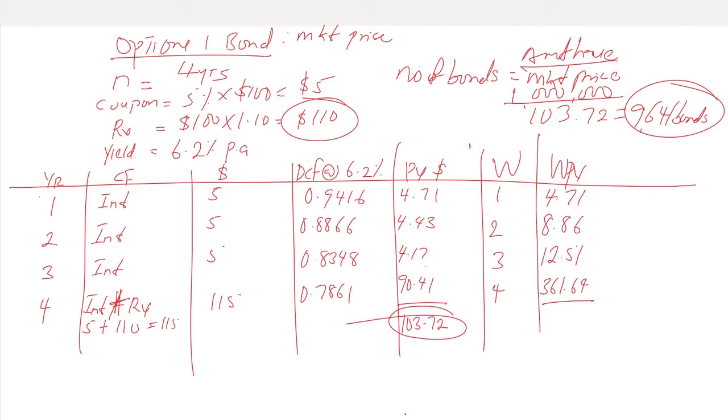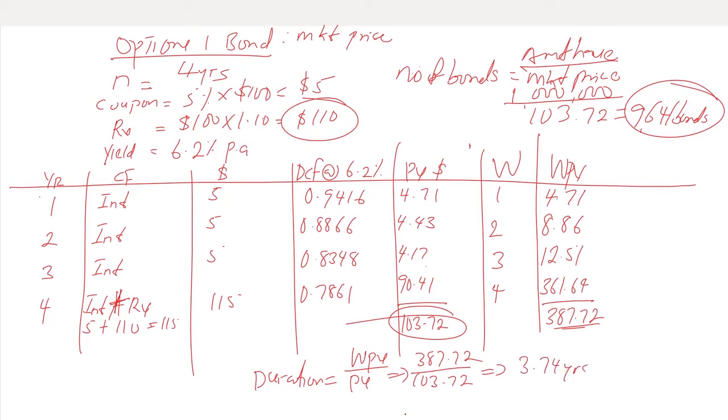So in total, we have 387.72. So to get my duration will be the weighted PV over the PV of my inflows. So that will be 387.72 all over 103.72. So 387.72 divided by 103.72. So that's approximately 3.74 years. So with that, we're done with the option 1 bond.